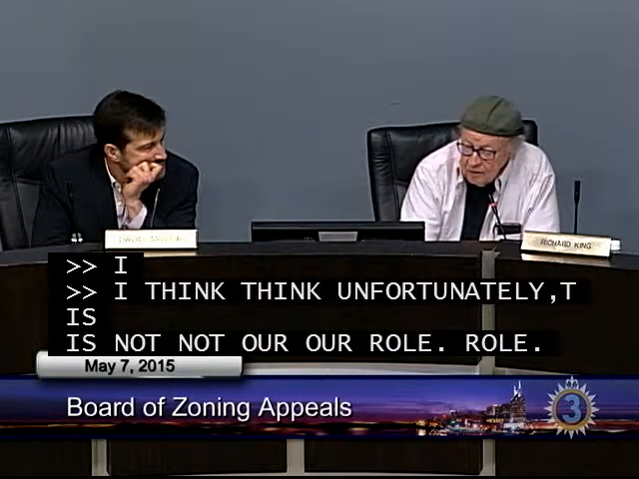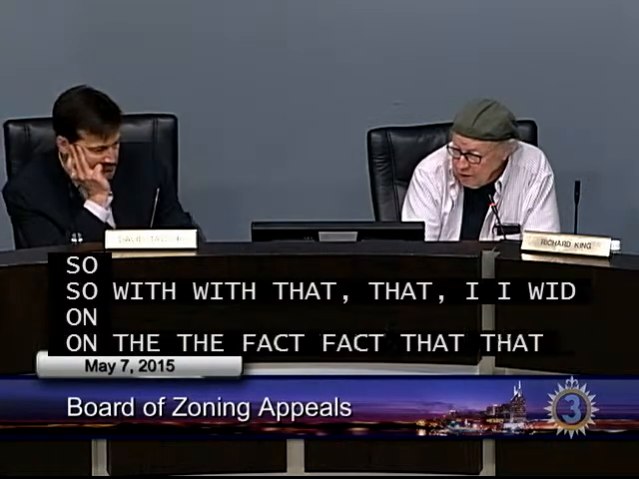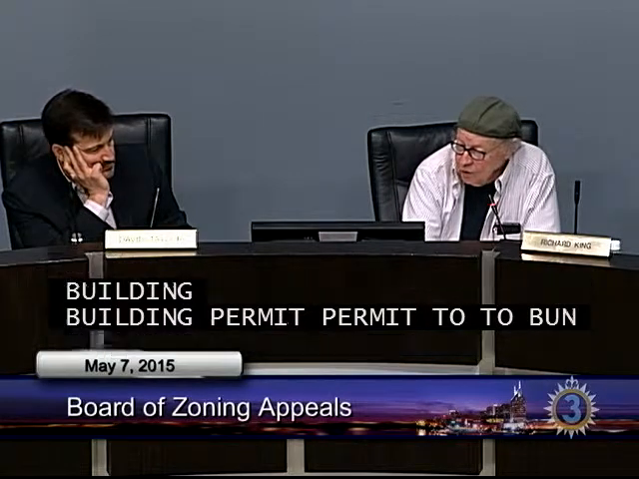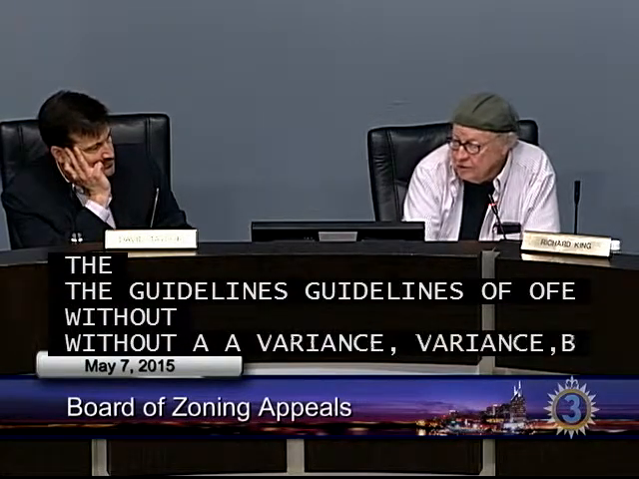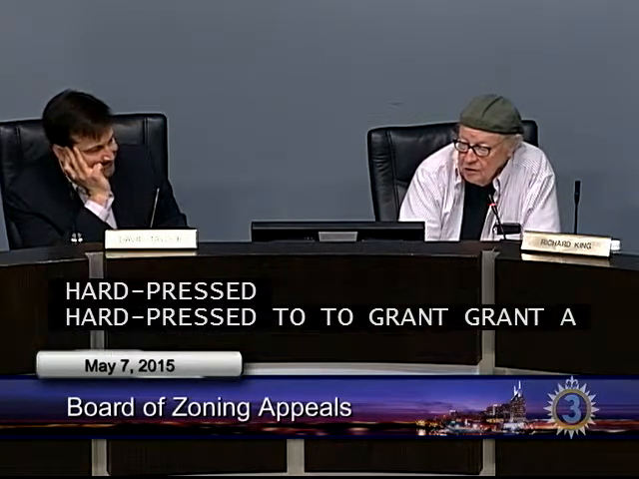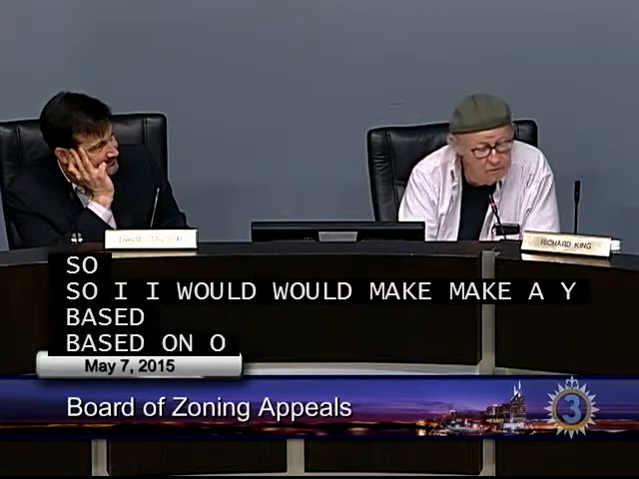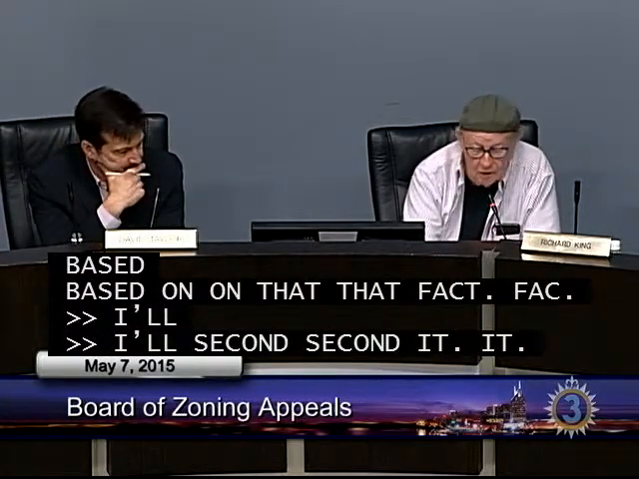So with that, I will say based on the fact that they got a building permit to build within the guidelines of the code without a variance, I'd be hard pressed to grant a variance. So I would make a motion to deny based on that fact. I'll second it. We have a motion and a second. Is there any other discussion?